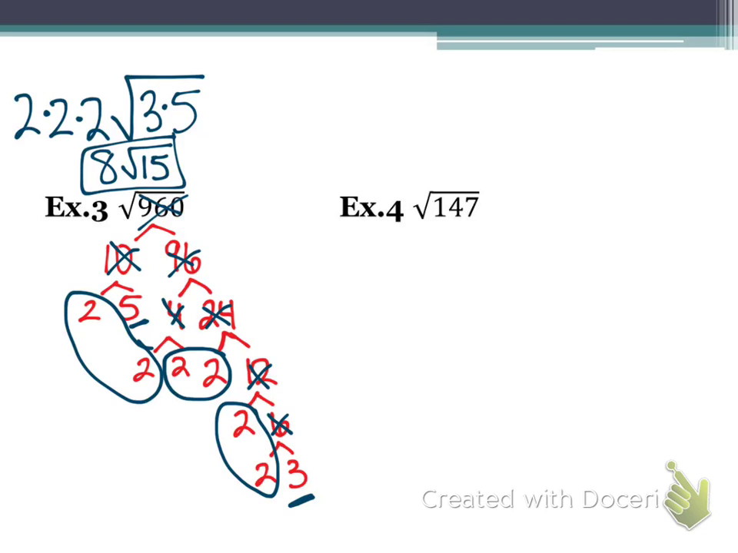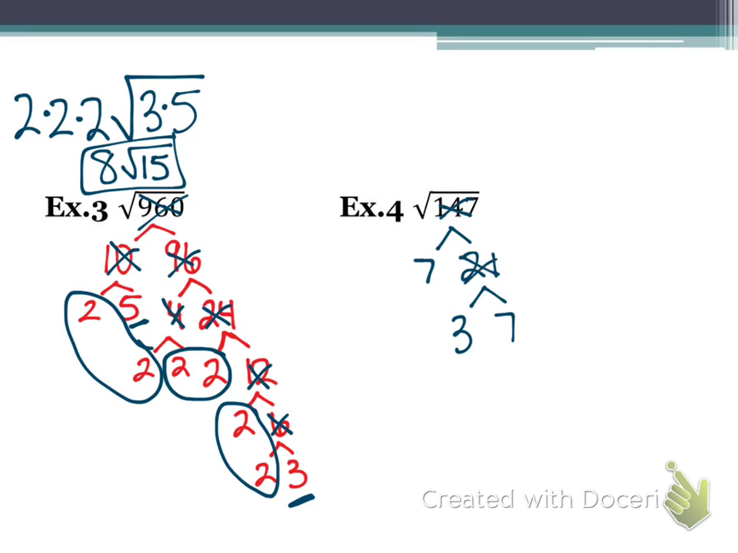All right, number 4 is a little bit tricky getting started. Did anybody find something we could divide into this? 7 and what? 7 and 21? That'll work for me. All right, what number is going to keep going? 21 breaks into 3 and 7. Can anything keep going? No. So we cross off the ones we broke down.